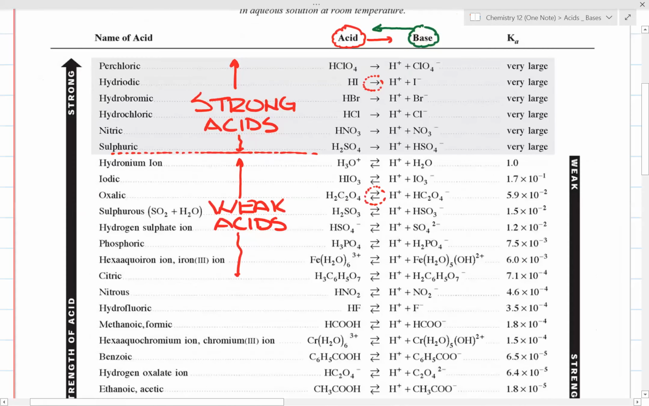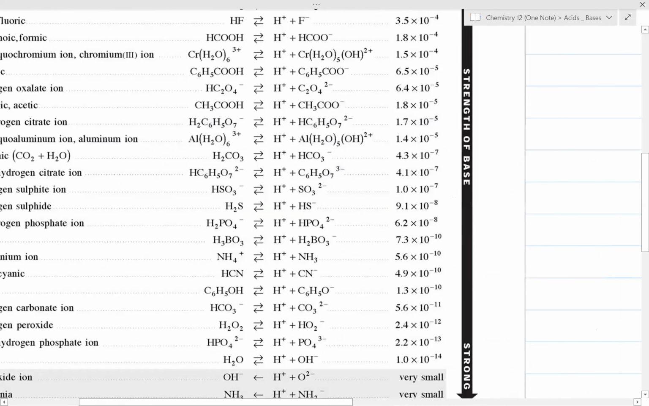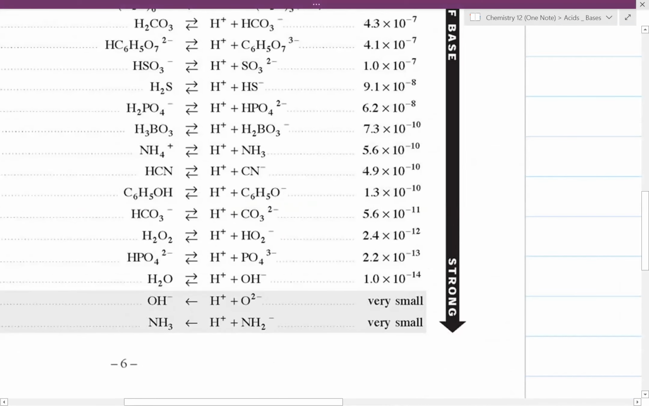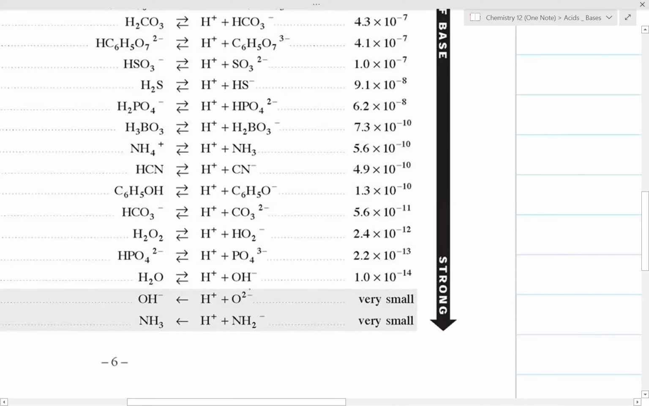Now, if you look down the right-hand side, again, you will notice that there is a separation. So in this particular case, right here, you have the strong bases.